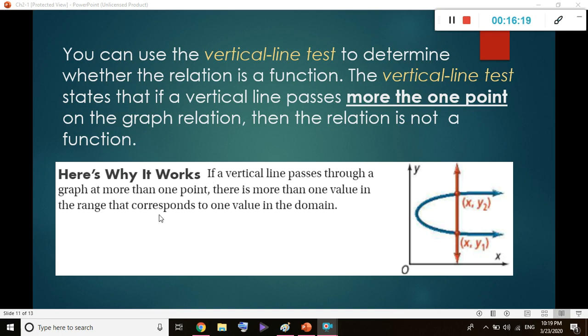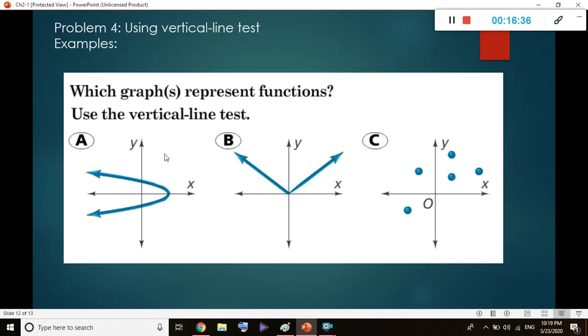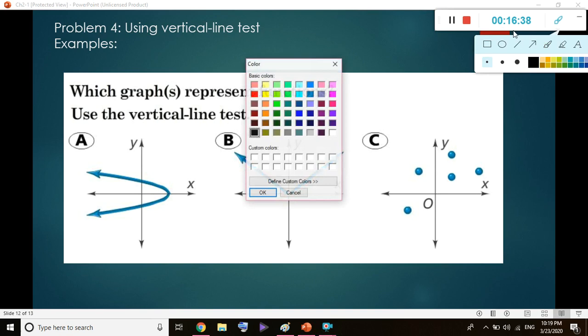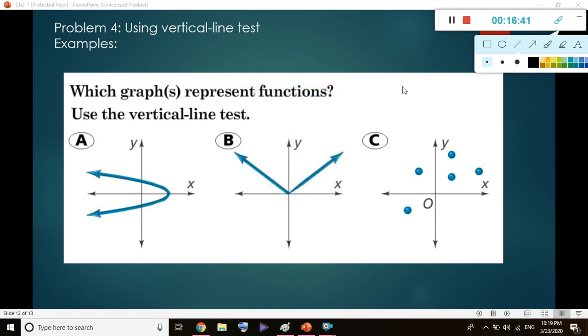If a vertical line passes through a graph at more than one point, there is more than one value in the range that corresponds to one value in the domain. So this determines that this relation is not a function. Let's go for some examples here. Let's try this one here. Let's make it pass over here. Does it pass more than one point here? Yes, here we're having this point and this point.